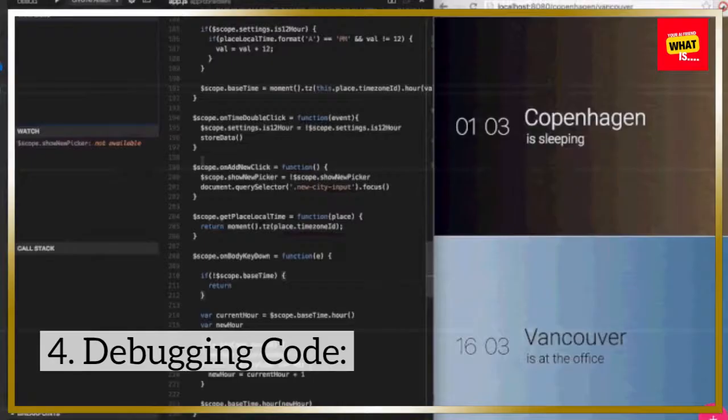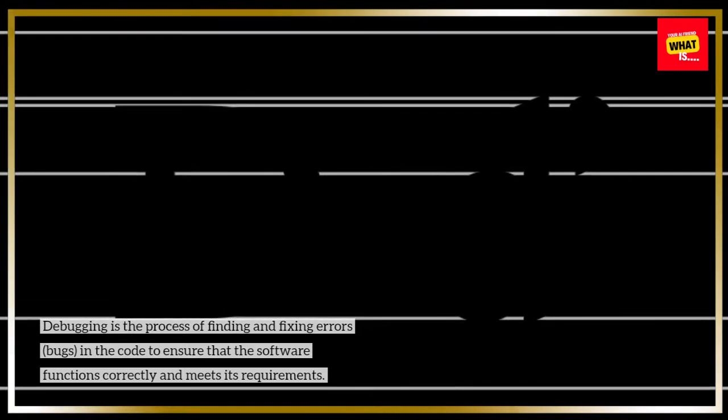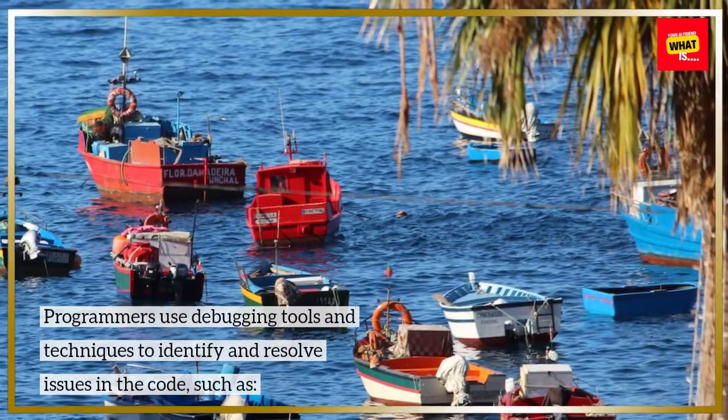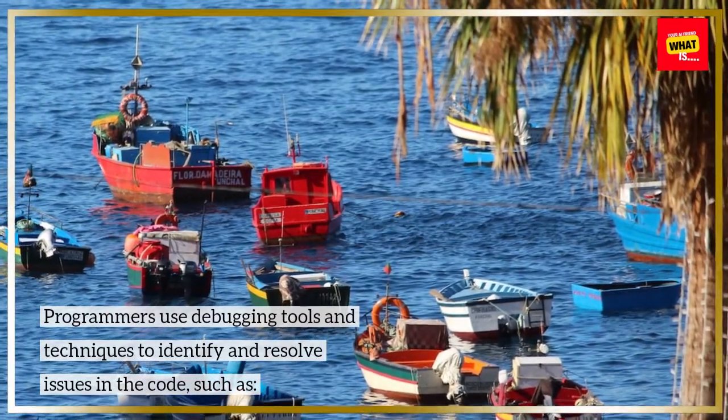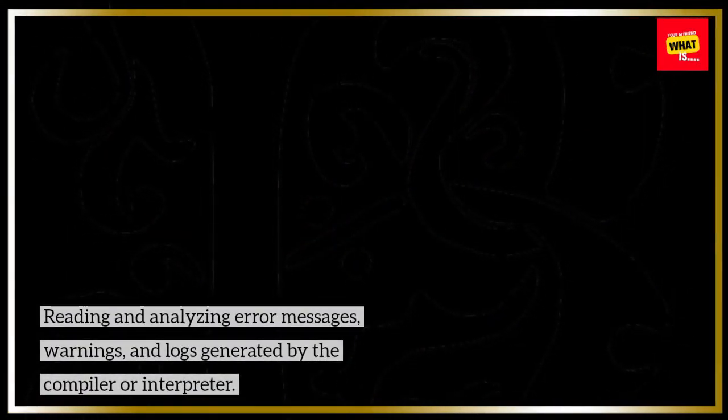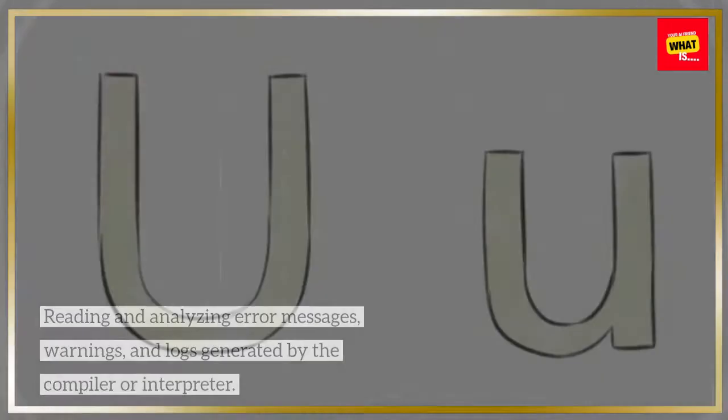4. Debugging code. Debugging is the process of finding and fixing errors, bugs, in the code to ensure that the software functions correctly and meets its requirements. Programmers use debugging tools and techniques to identify and resolve issues in the code, such as reading and analyzing error messages, warnings, and logs generated by the compiler or interpreter.